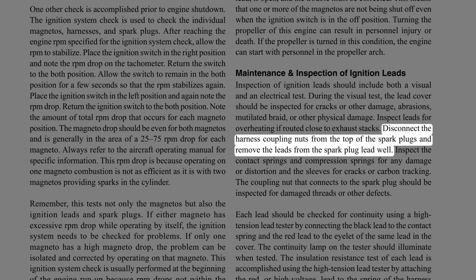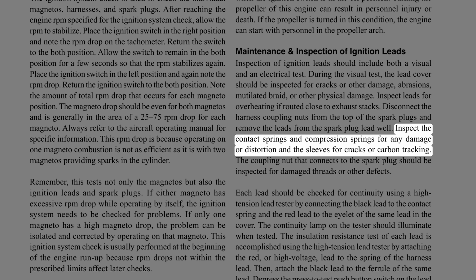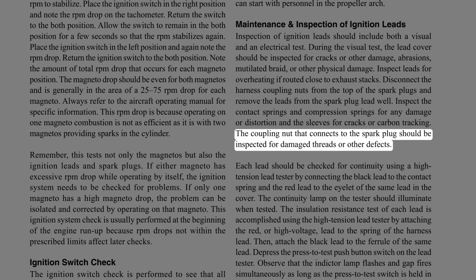Disconnect the harness coupling nuts from the top of the spark plugs and remove the leads from the spark plug lead well. Inspect the contact springs and compression springs for any damage or distortion and the sleeves for cracks or carbon tracking. The coupling nut that connects to the spark plug should be inspected for damaged threads or other defects.